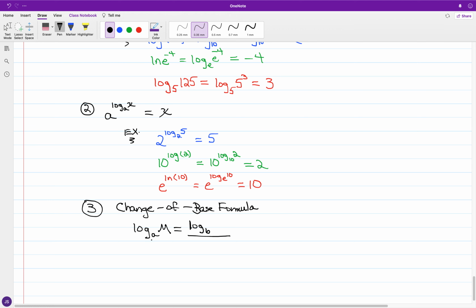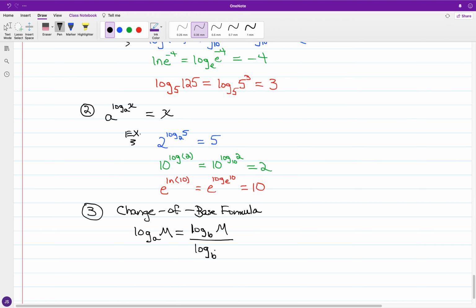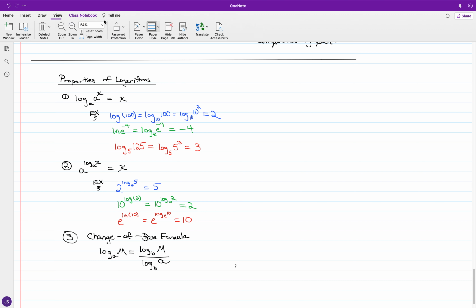For the base a logarithm of m, we'll have a ratio: the base b logarithm of m over the base b logarithm of the variable that was originally the logarithmic base. So you have the base b logarithm of m all over the base b logarithm of a.